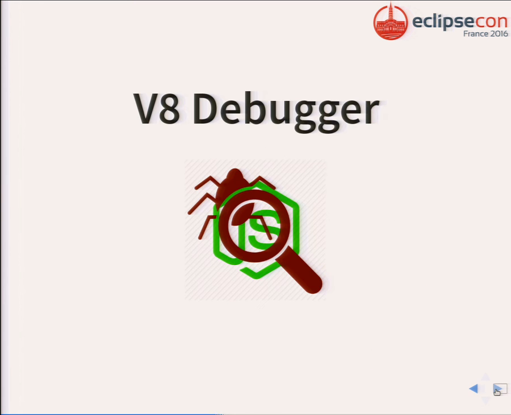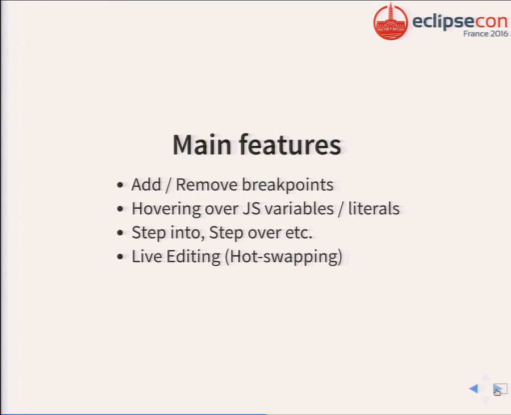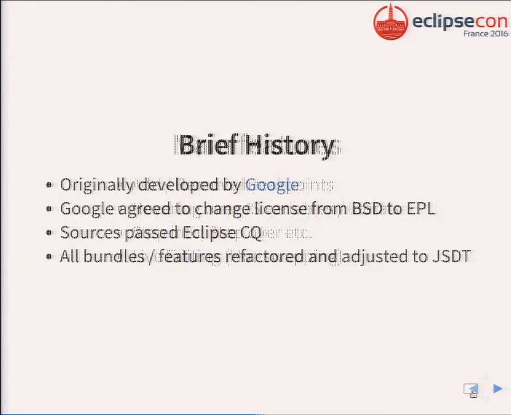And V8 debugger support. And actually, V8 debugger deserves a separate slide because there is a brief story behind it. So actually, it was originally developed by Google as Chrome DevTools support for Java, but it was under BSD license, and it was prohibited to use in Eclipse directly.